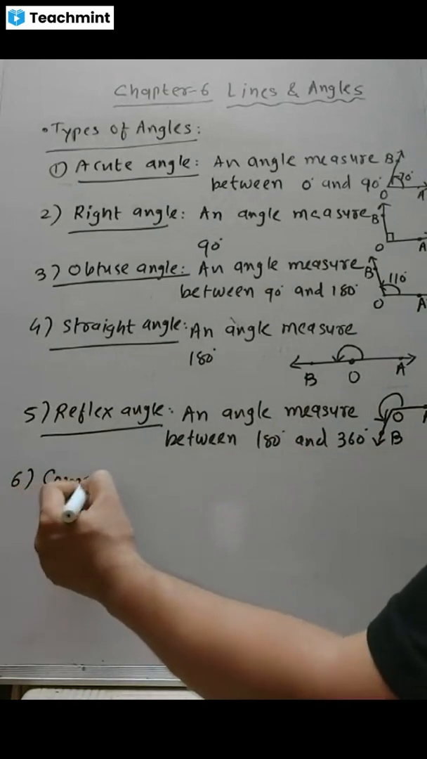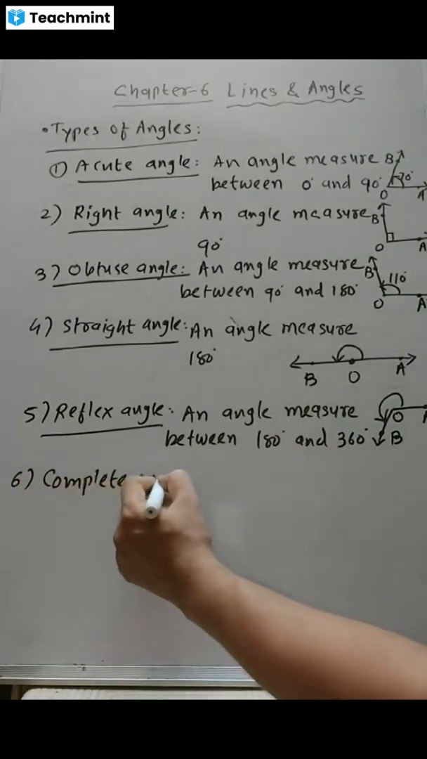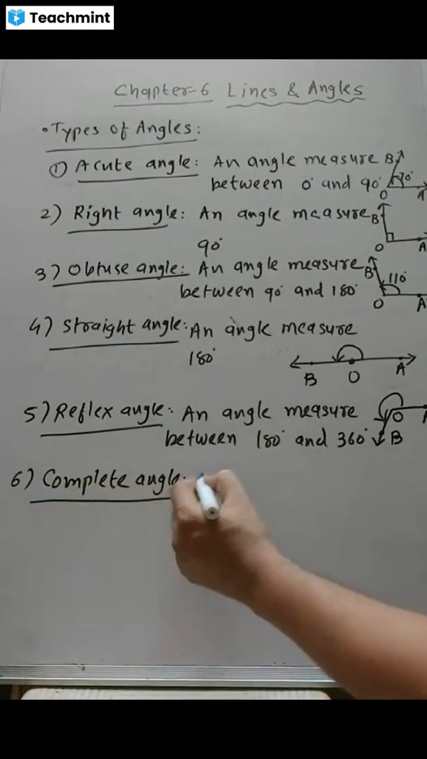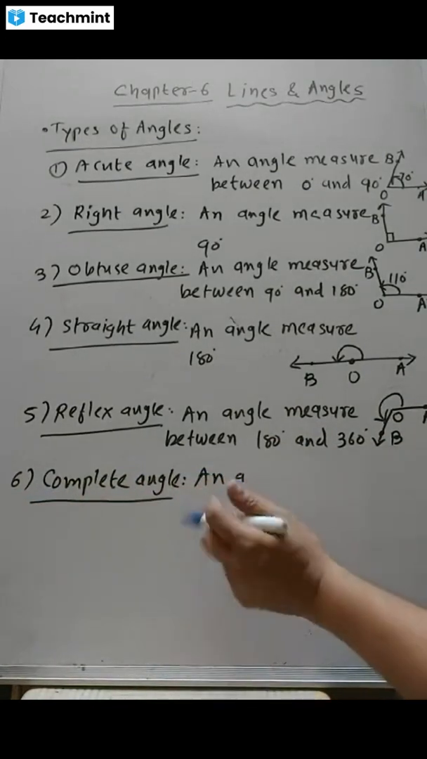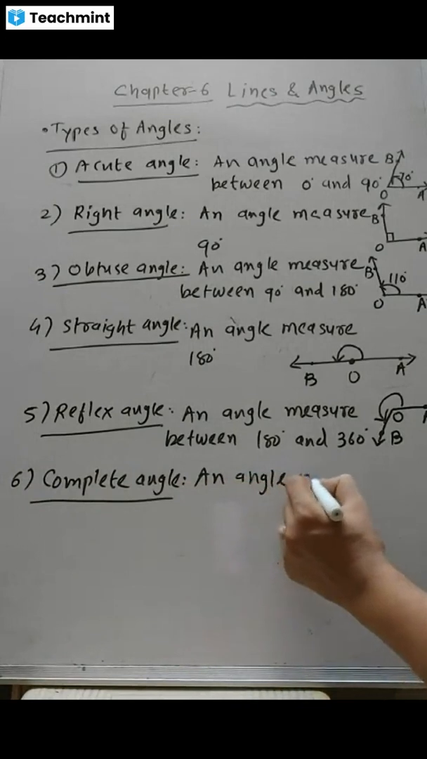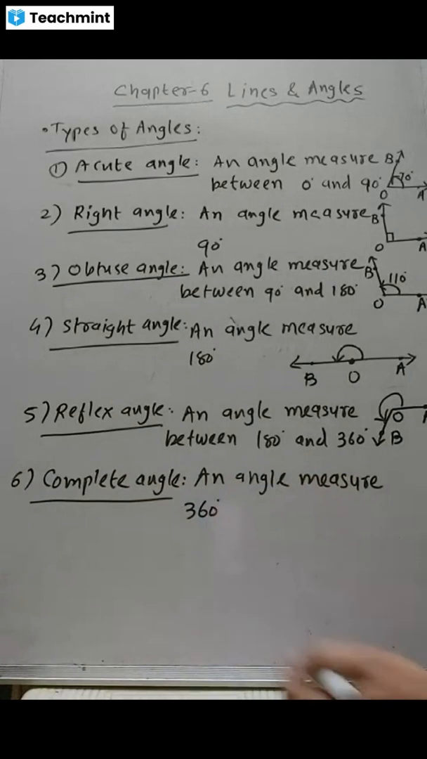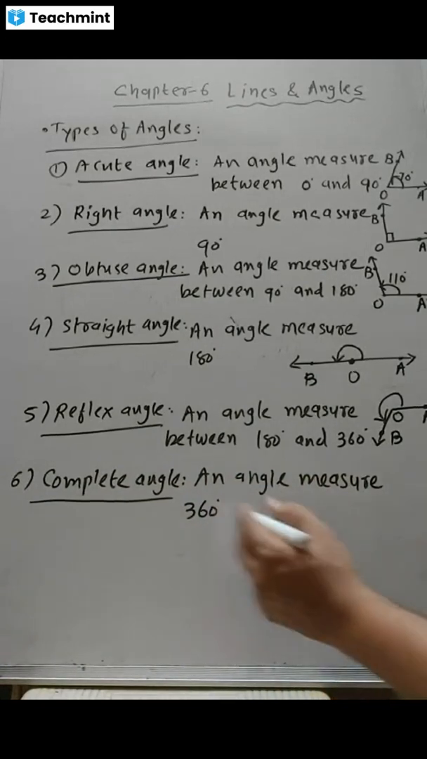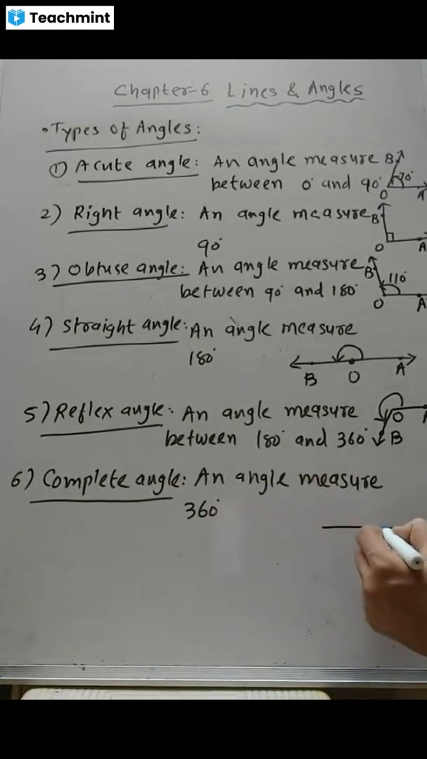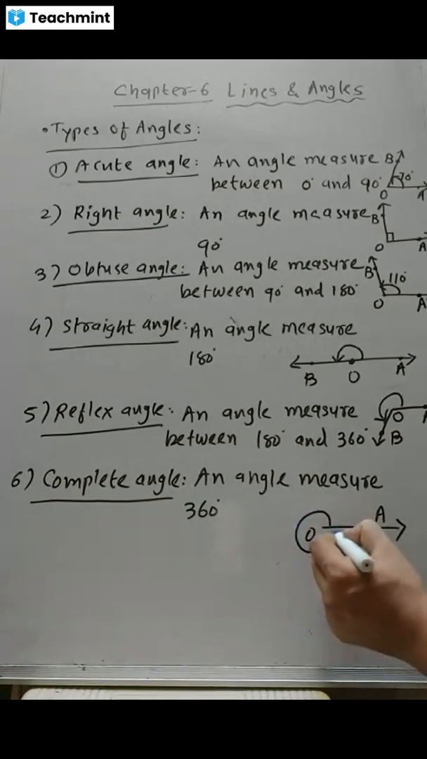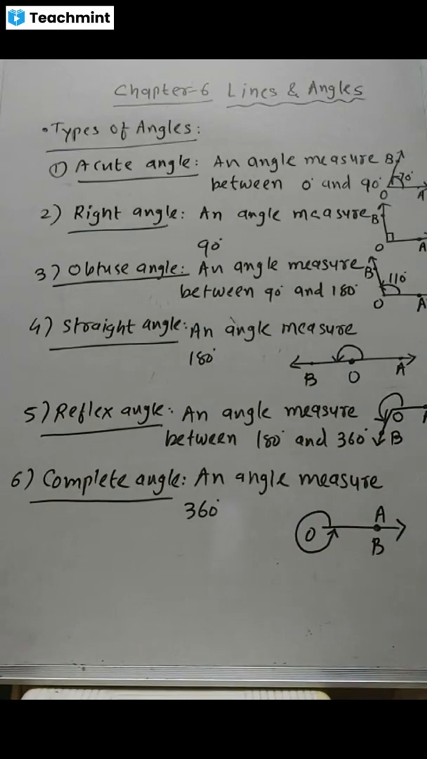And the last one is the complete angle. An angle that measures 360 degrees is called a complete angle. The starting point A, O, and that point is also B. That is the same point. That angle is called a complete angle. Okay, clear?